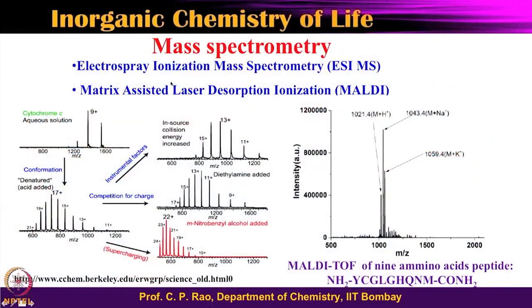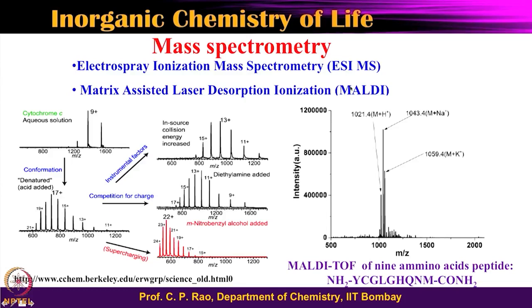So, there are a large number of mass spectrometry methods, of which I am talking to you about two other techniques. One is ESI, electrospray ionization mass spectrometry, and the other one is called MALDI. What is MALDI? Matrix assisted laser desorption ionization spectroscopy. Generally, for smaller size peptides, molecules, you can use ESI-MS. For bigger size proteins and huge molecular weight proteins, they are all studied by MALDI spectroscopy.